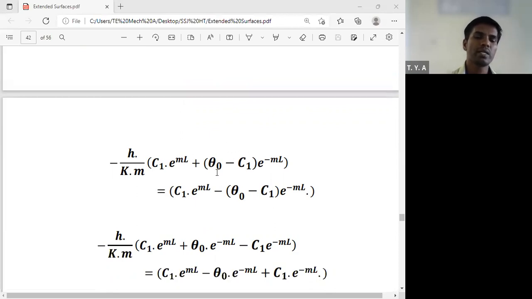Theta 0 minus c1 e raised to minus ml is equal to c1 e raised to ml minus theta 0 minus c1 e raised to minus ml.